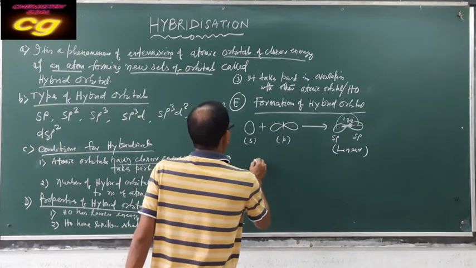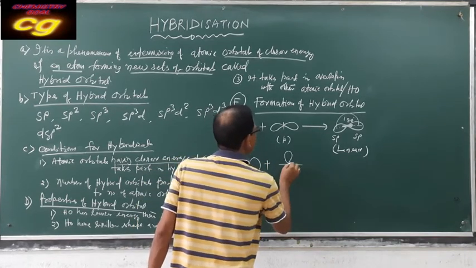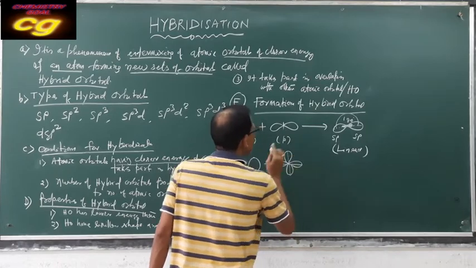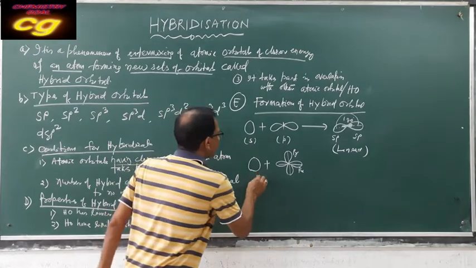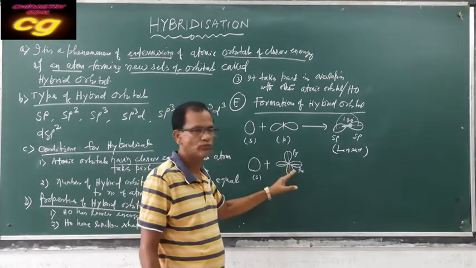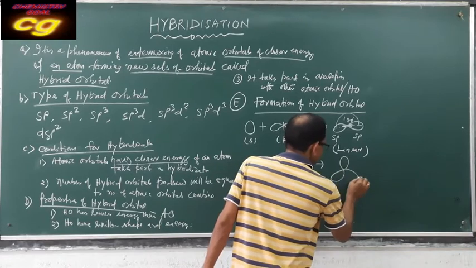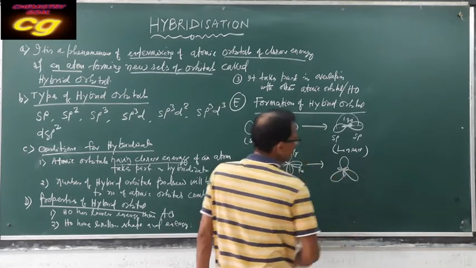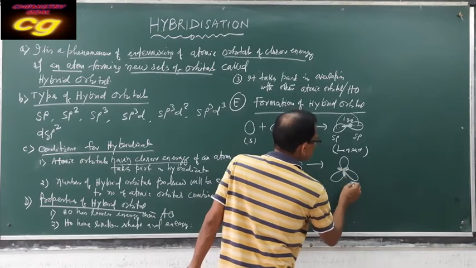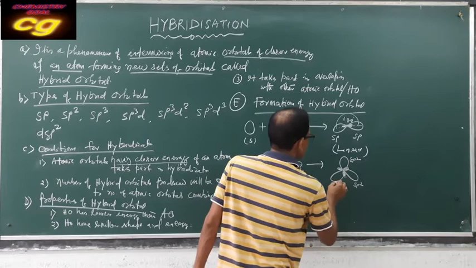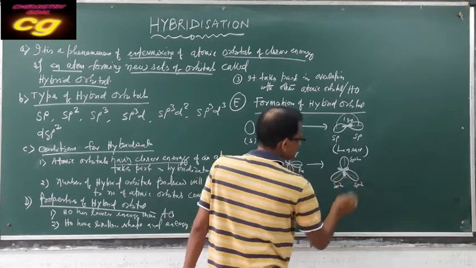Then 1s combined with 2p, let it be px, this is py. If 1s and 2p of the same atom intermix, they produce sp2 hybrid orbitals. How many sp2 are produced? Three sp2. This is one direction, this is one direction, so 3 sp2 are produced.